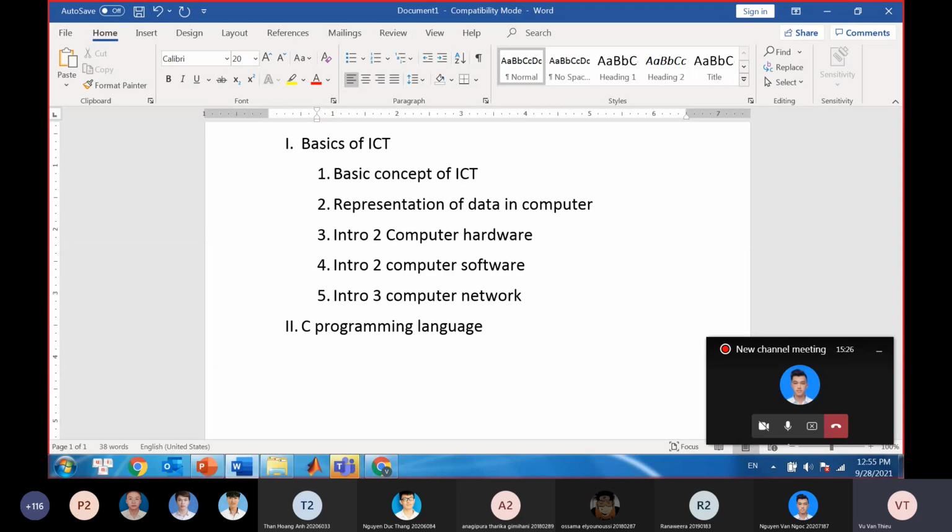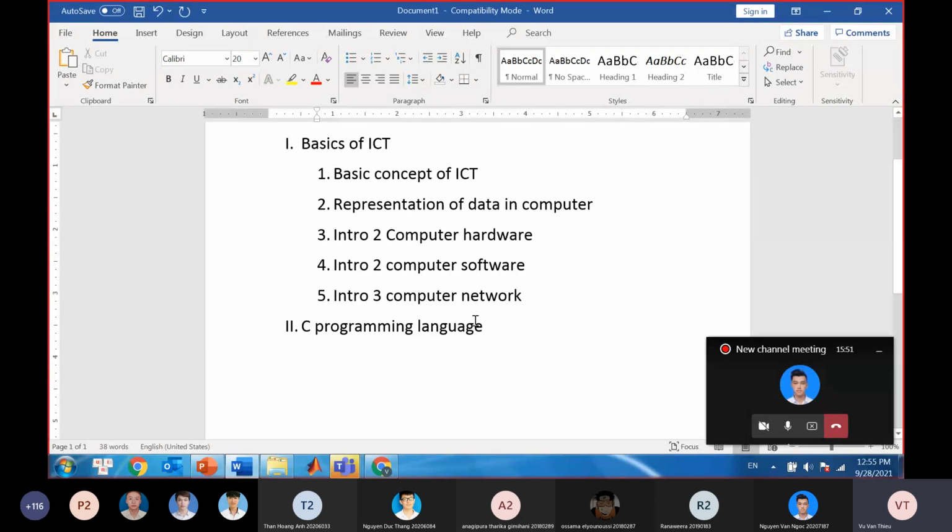So we study something about data types, variable, structure. We study how to program, how to solve a problem using C language. That is the second part.